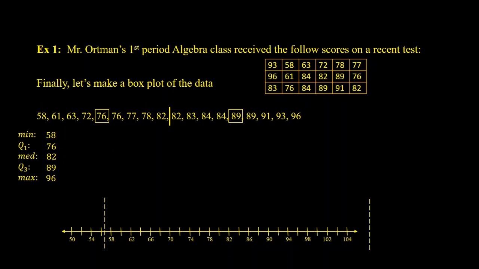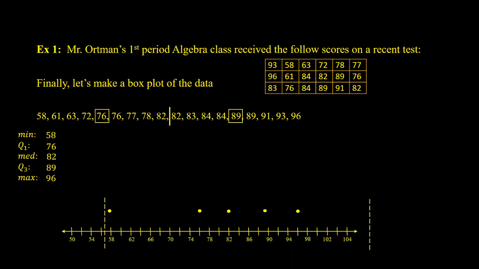And now I'm going to plot my five number summaries. My minimum, 58, Q1, 76. The median, 82. My Q3, 89. And finally the maximum, 96. And you see that all of the values fall in between our fences. That's good, there's no outliers here.